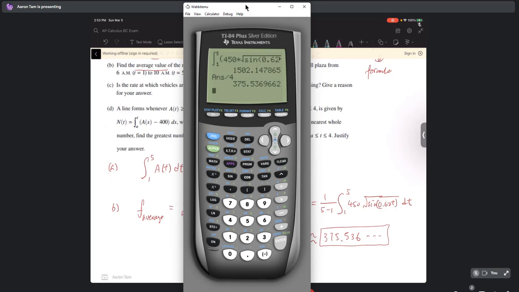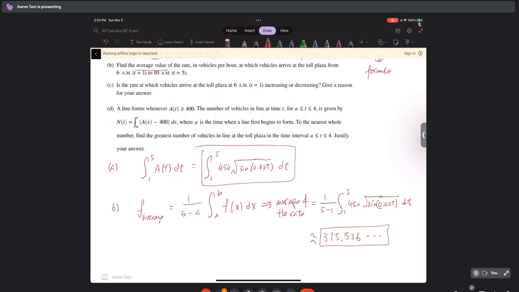One thing that you do want to watch out for, which I'm going to move this out of the way for now, is if the question asks you to indicate units.